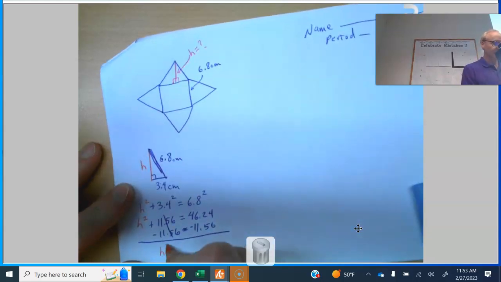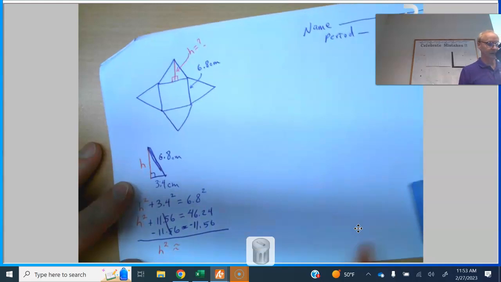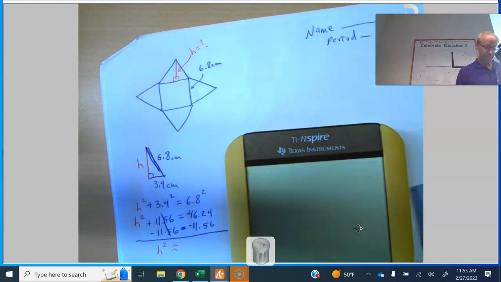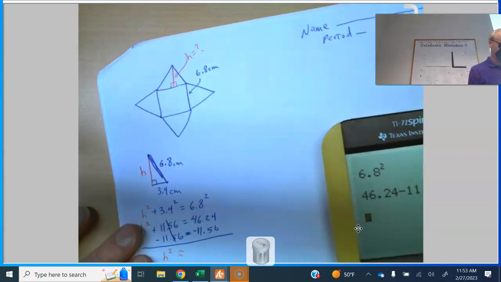And I get h squared is approximately 34 point something. 34.68.